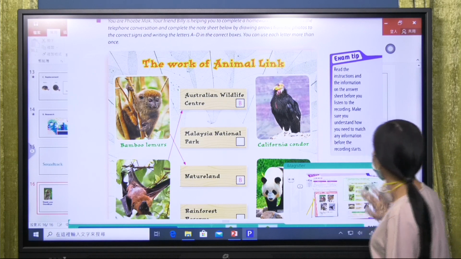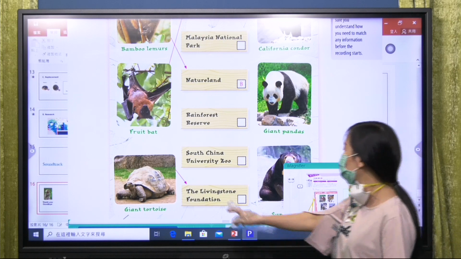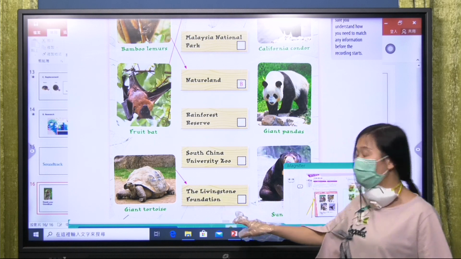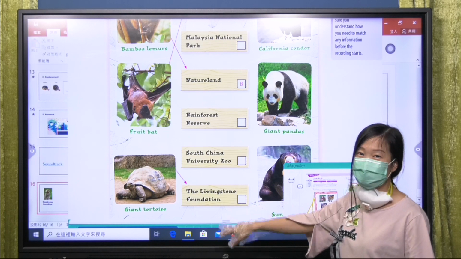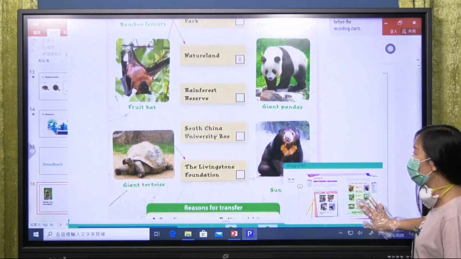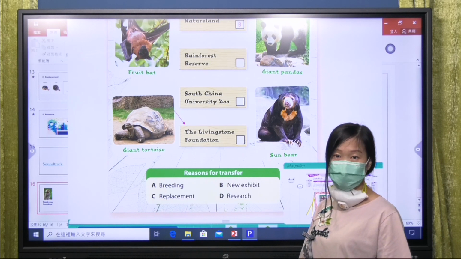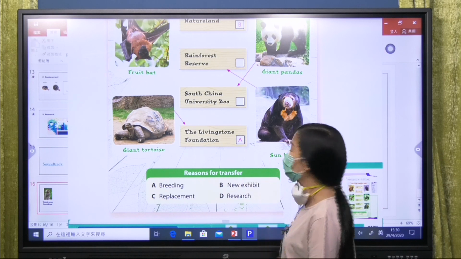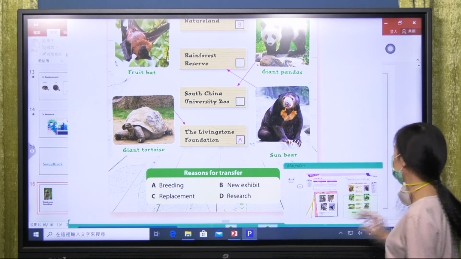And what about the other animals? Which one will we go to? Okay, this one is the Livingstone Foundation, the giant turtles. Why do we send the giant turtles to the Livingstone Foundation? Because they want to help make baby turtles. Which word is for making new baby turtles? A, breeding. But it's going to take ages. Maybe more than 50 years, hopefully not.